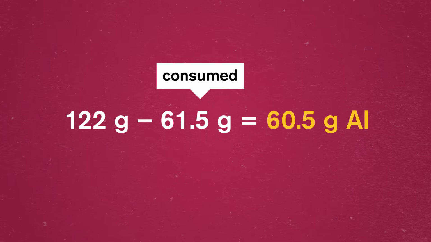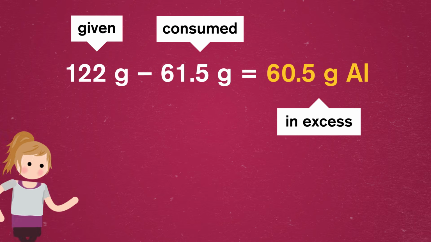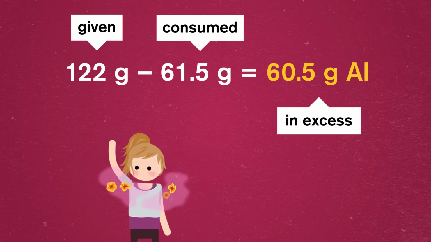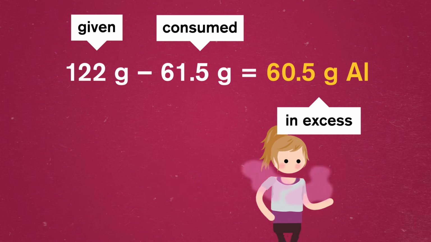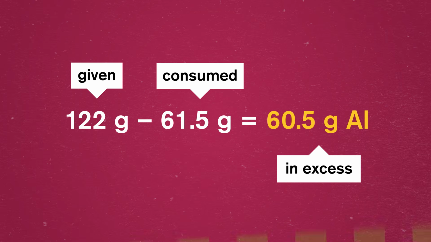So now that we know how much aluminum is used up, we just have to subtract it from how much we started with to get how much is left in excess. Now we can report to the deodorant company that there are 60.5 grams of aluminum left over when our reaction is complete. No sweat. Let's try another example with an acid-base reaction.